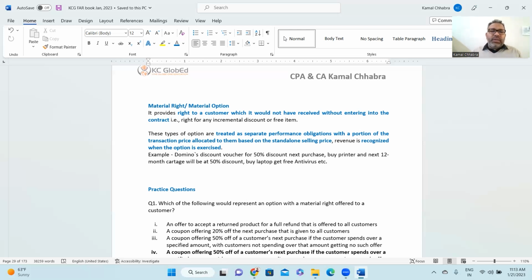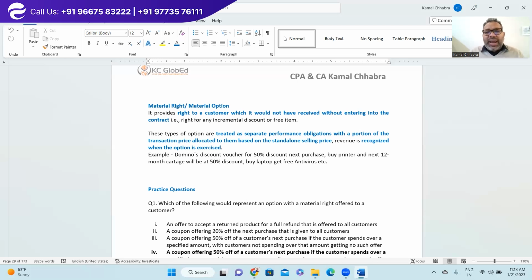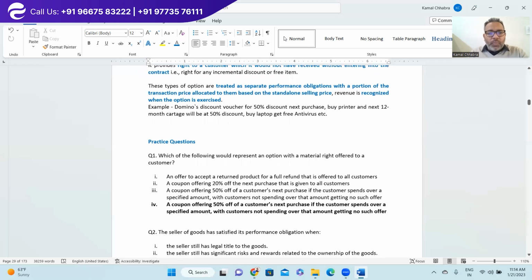Okay, so if you see the theory, it provides a right to a customer which it would not have received. Underline these words: which it would not have received without entering into the contract. That is the most important. A right of any incremental discount or free item. These types of options are treated as a separate performance obligation with a portion of the transaction price allocated to them based on the standalone selling price. We'll be discussing this in the fourth step, allocation of transaction price.